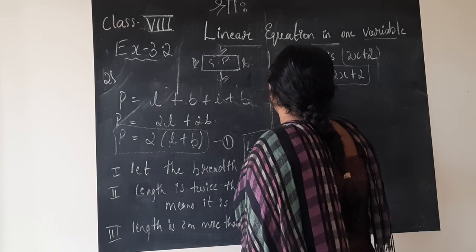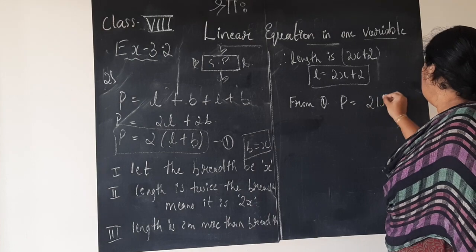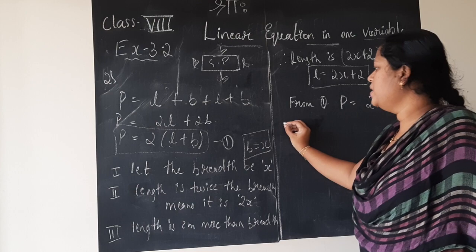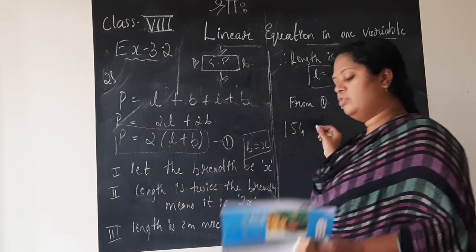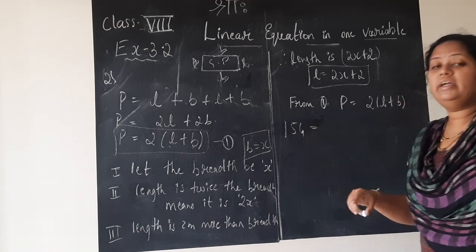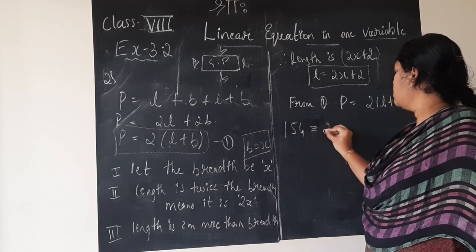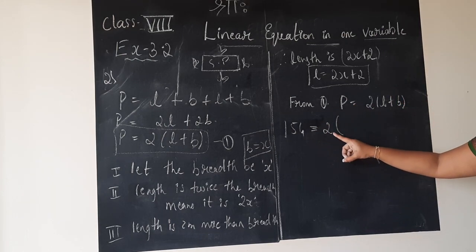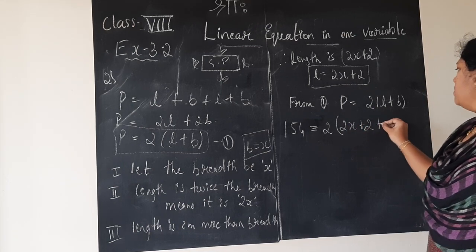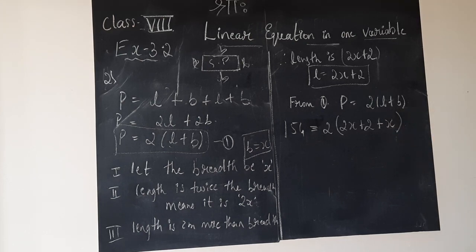So from equation 1, perimeter is 2 times of length plus breadth. So what is perimeter? They have given it as 154 meters. 154 meter is the perimeter of the rectangular swimming pool. So 154 is equal to this. I am substituting 2 as it is. What is L? 2x plus 2, plus what is B? Just x. Just substituting in the formula.